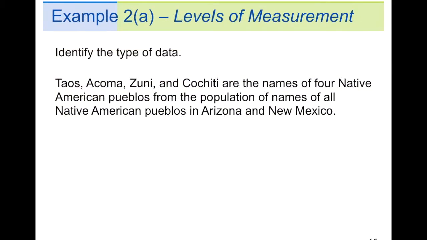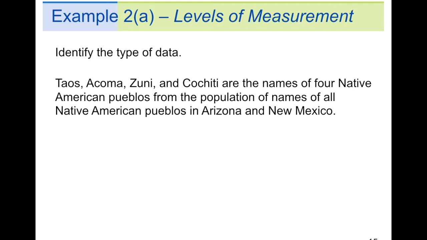All right, let's deal with some examples. First one. Taos, Acoma, Zuni, and Cochiti are the names of 4 Native American pueblos from the population of names of all Native American pueblos in Arizona and New Mexico. That I probably pronounced horribly.